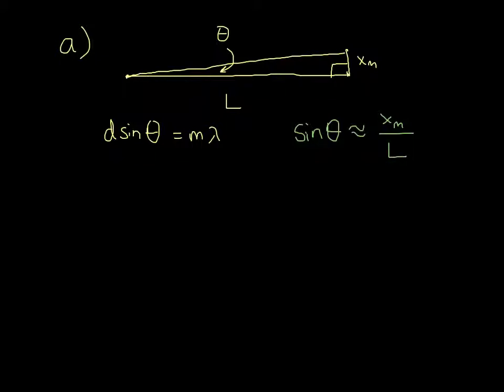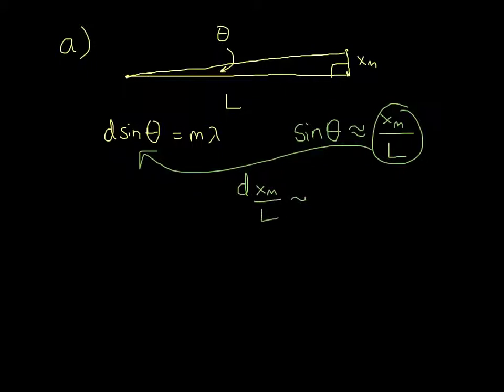So since the sine of theta is approximately equal to xm over L, we can take this and replace it in that sine of theta. So we now have d xm over L is approximately equal to m lambda. And if you solve this equation for xm, you get xm is approximately equal to m lambda L over d.